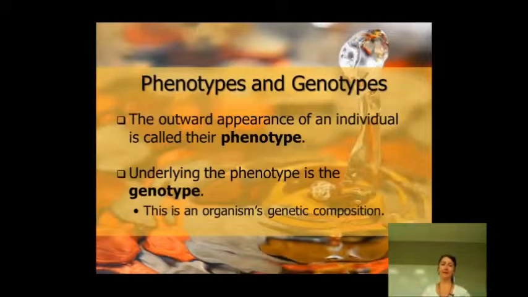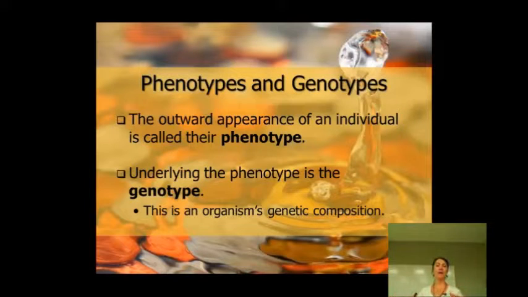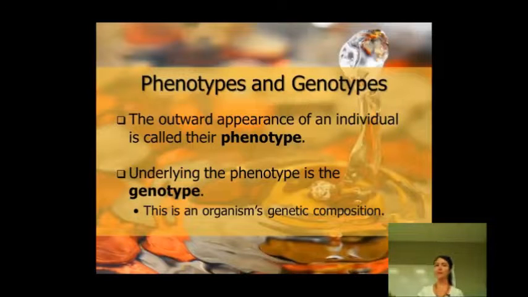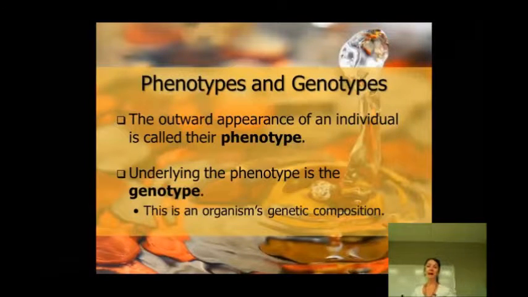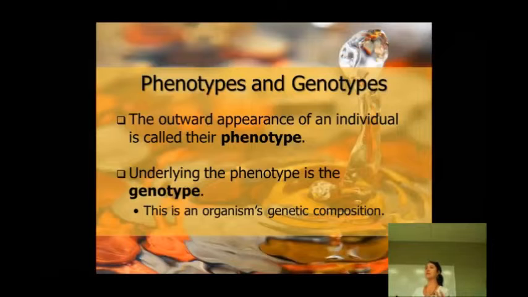So let me go back a slide here. When we're talking about phenotypes versus genotypes, phenotypes being the physical appearance and genotypes being what the genetic code is behind those. The outward appearance is the phenotype, the physical appearance, and underlying the phenotype is the genotype, the genes, what the alleles say. If they're big A, little a, big A, little a, that's the organism's genetic composition.